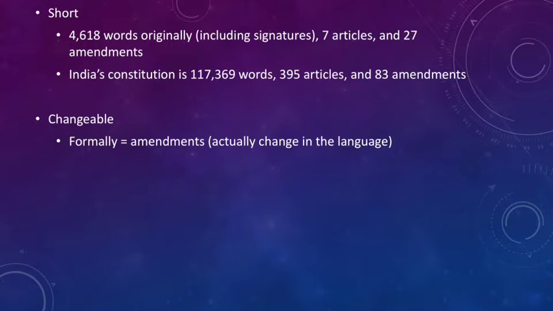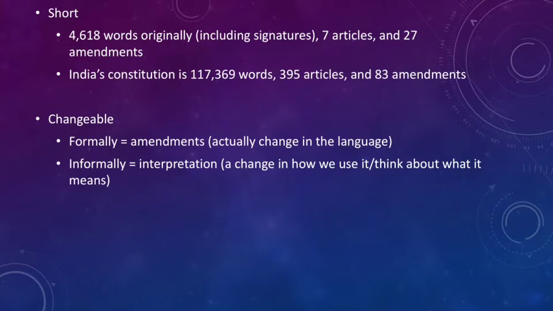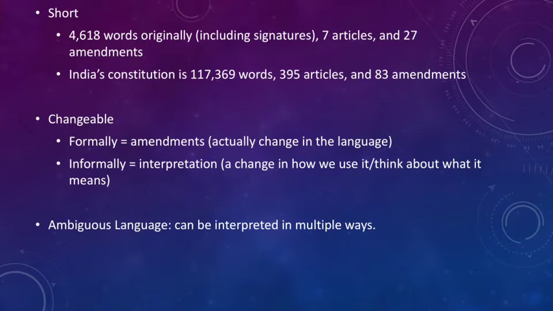Now, of course, our Constitution can be changed formally through the amendment process, which we'll talk about at the very end of this video. But most of the time, it's changed informally, which is just a change in how we use it, or a change in how we think about it. And what allows us to really change a lot of how our Constitution functions is just how ambiguous some of our clauses in the Constitution are.